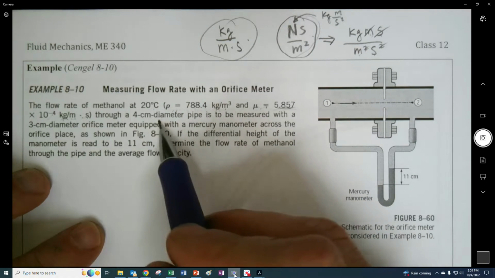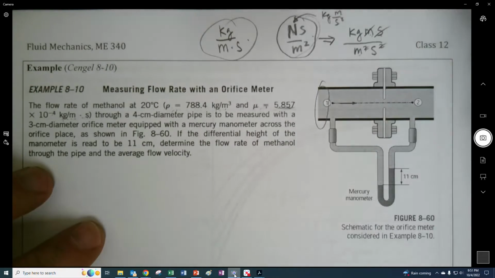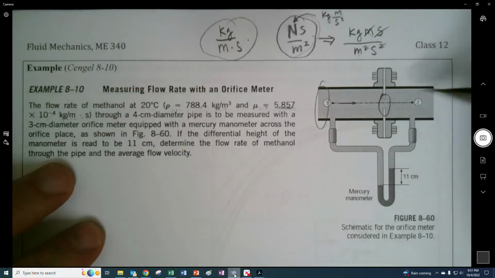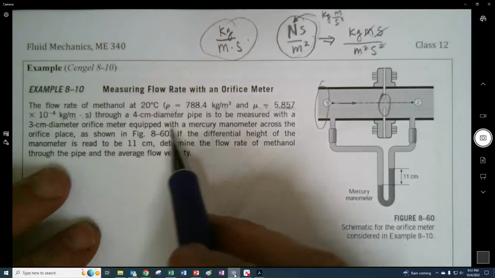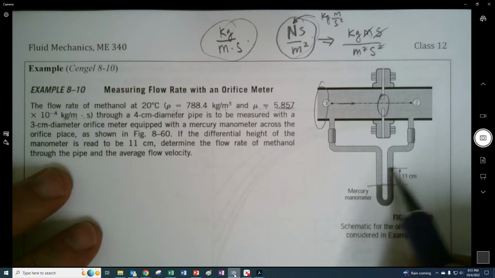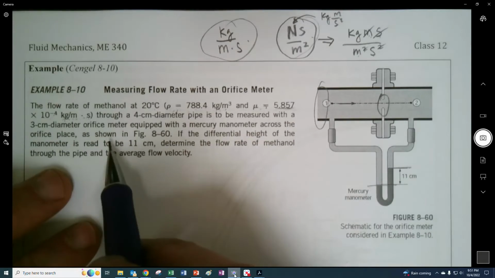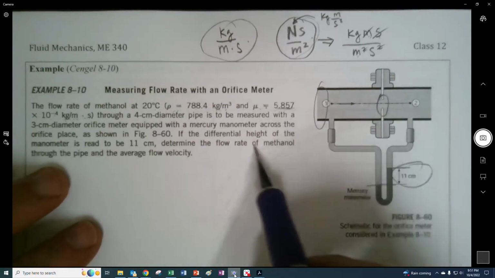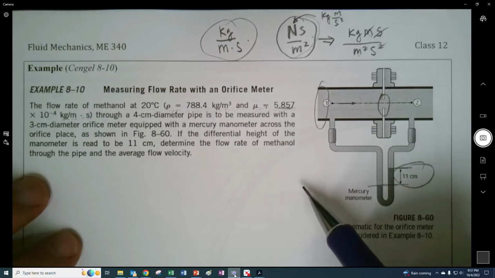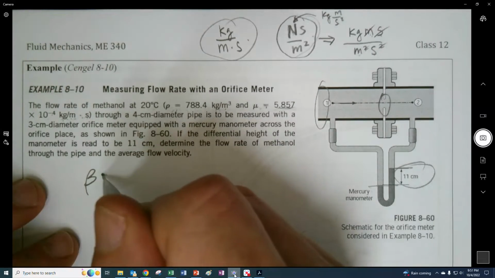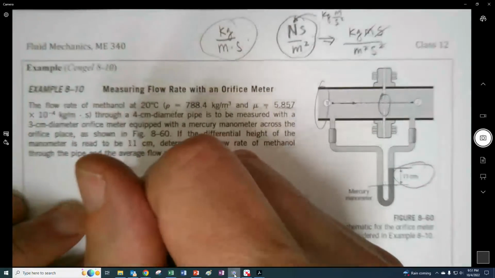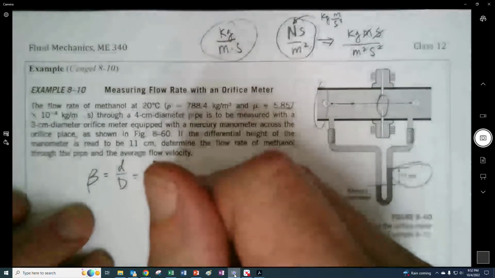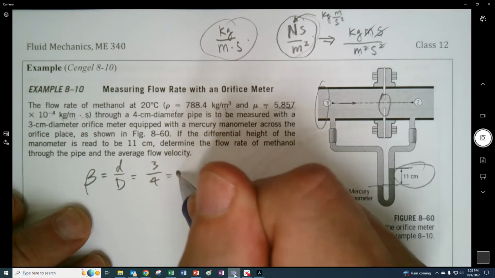Through a 4 centimeter pipe, measured using a 3 centimeter diameter, which is the diameter of the orifice, equipped with a mercury manometer across the orifice plate. If the differential height of the manometer is 11 centimeters, determine the flow rate of methanol through the pipe and the average velocity. We can use a beta ratio right here. We're going to need that in a little bit, and it typifies what kind of orifice this is. It's 3 centimeters divided by 4 centimeters, or 0.75.